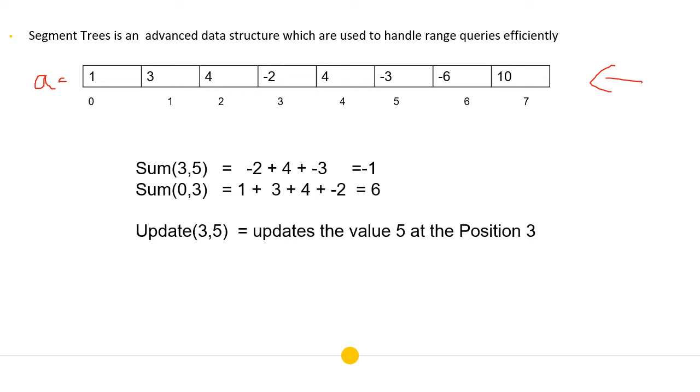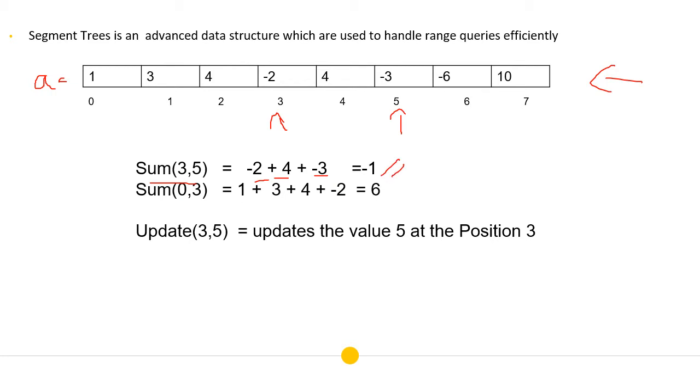And here we can perform two queries actually. One is range query, which means we'll be given a segment and we have to find the sum of the elements in that segment. The segment will be given by two indices, left index and right index. We have to find the sum of the elements in those indices. Suppose we are given sum of 3, 5, from the third index to the fifth index. We add the elements which are -2, 4 and -3 and we get the sum out of it.